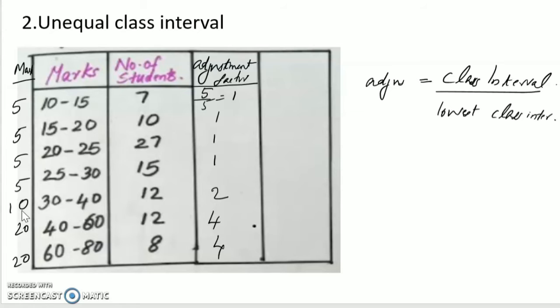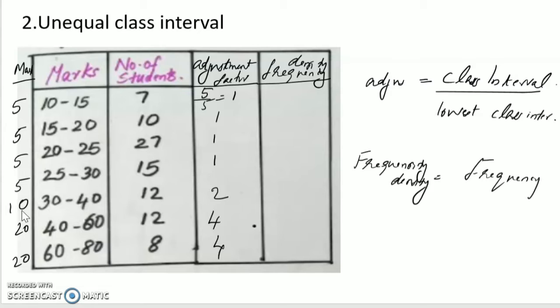The second column that we have to find out is frequency density. How can we find the frequency density? The formula for frequency density is frequency divided by adjustment factor. The adjustment factor we already found out. Keep both these equations in mind always, then you can easily do the unequal class interval.